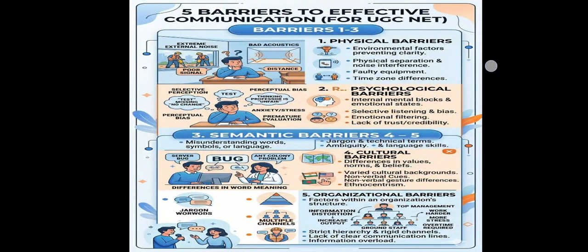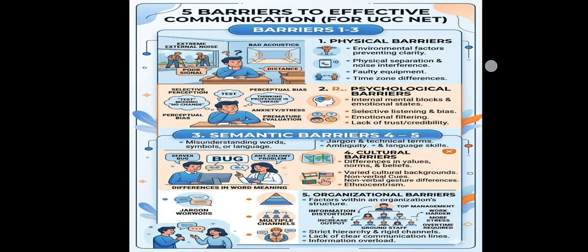Alright, let's start with the first major category, that is the physical barrier. As you can see on the screen, physical barriers are essentially environmental or tangible factors that block or distort the transmission of a message from the sender to the receiver. They prevent clarity by placing a literal concrete obstacle in your way. Let's break down the four key subtypes you need to watch out for.